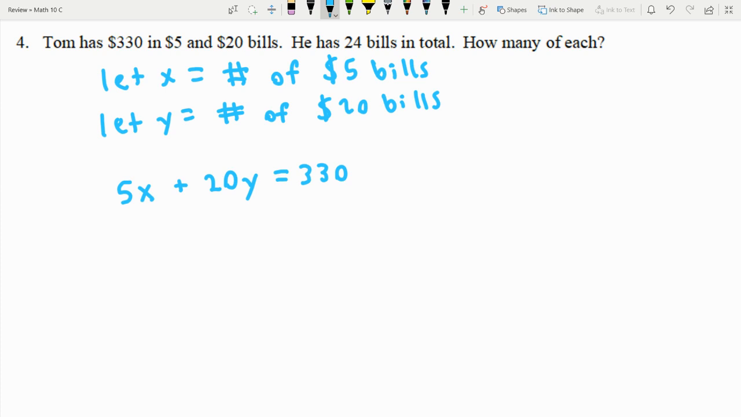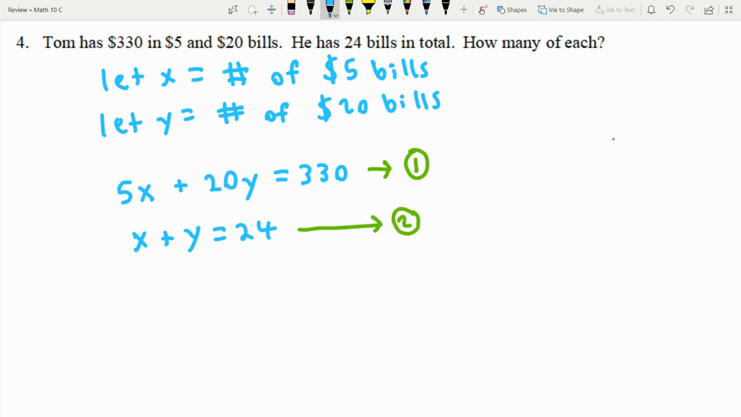Okay, and now to form a second equation, it also mentions that he has 24 bills in total. So from there, I can just say x plus y equals 24, because he has 24 bills in total, some $5 and some $20, and we don't know the amount of each, but they add up to 24. I can write this as equation 1, and this one as equation 2.